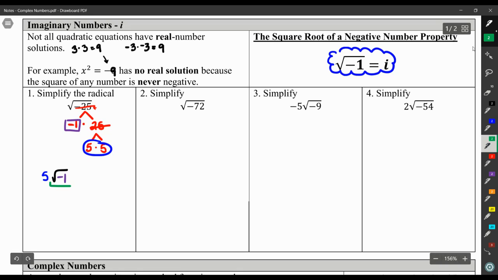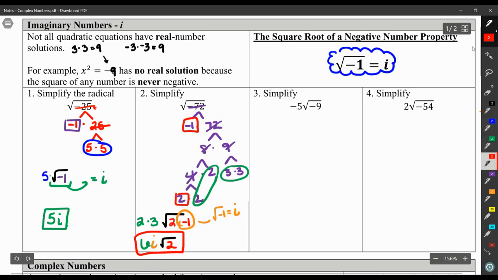So this square root of negative 1 actually turns into i. So instead of saying 5 times the square root of negative 1, we say that the final solution is 5i. So the square root of negative 25 simplifies down to 5i. Pause the video, see if you can try number 2. And here's your solution for number 2.